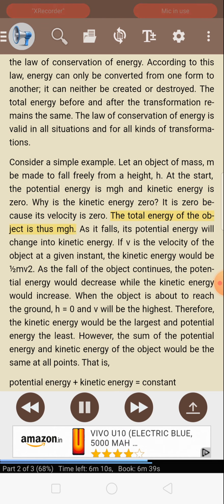As it falls, its potential energy will change into kinetic energy. If v is the velocity of the object at a given instant, the kinetic energy would be 1/2 mv². As the fall of the object continues, the potential energy would decrease while the kinetic energy would increase. When the object is about to reach the ground, h equals 0 and v will be the highest. Therefore, the kinetic energy would be the largest and potential energy the least.